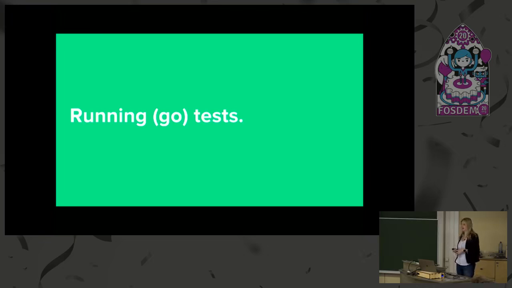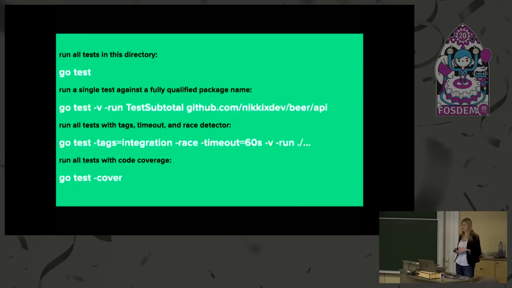To test, you simply run go test from the directory where your tests are stored, or you can utilize some other attributes of the tool. Here's a couple use cases for how one might use the tool. You can run all the tests in the current working directory. You can run a single test against a fully qualified package name, which has the GitHub path there. You can tag Go files with a simple comment at the beginning of the file. So if you want to just run integration tests, you could tag all of your integration files with that, and that's just going to run all of those.